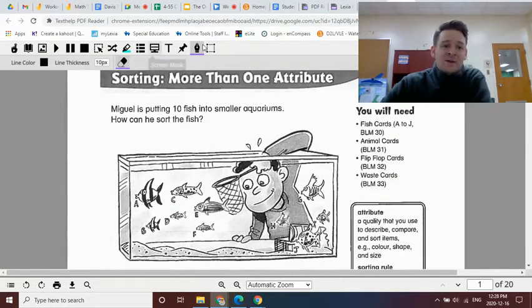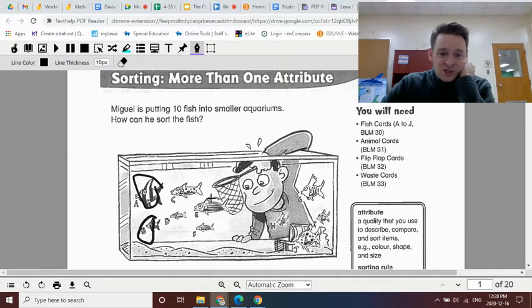So what I'm going to do first to make this super easy for myself is circle all these striped fish. This fish is striped. That's A. This fish is striped. This fish is striped, sideways stripes. We have up and down stripes here on H, and on G we have stripes. Those are my striped fish.